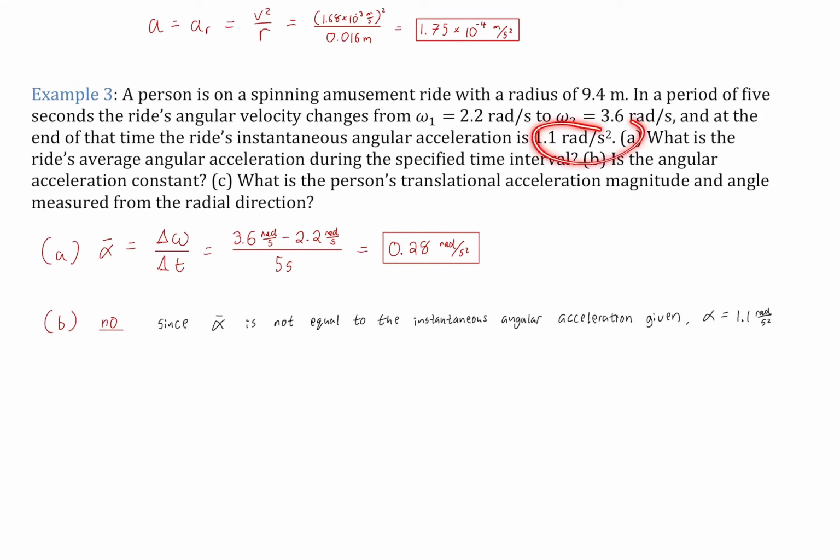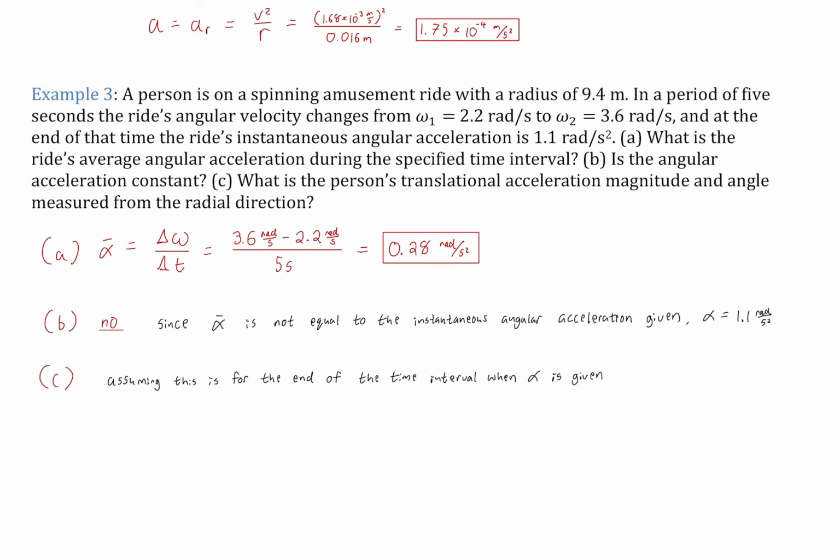The one that we were told was 1.1, and that 1.1 happens to be at the end of the 5 seconds. Well, that means actually it's definitely been speeding up. The angular acceleration has been gradually changing. It was smaller at some point, maybe even 0 at the beginning, but at the end it's 1.1, with the average being less than that. So definitely non-constant, okay, and growing.